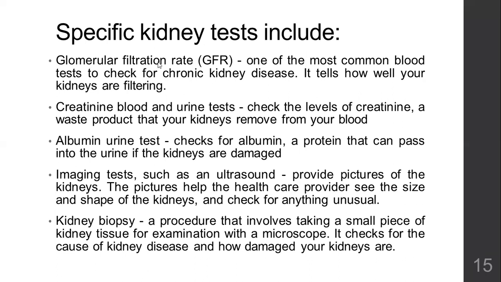So GFR, glomerular filtration rate, this is one test, the most common blood test to check for CKD. It tells how well your kidneys are functioning. What is the rate of your glomerular filtration. Then creatinine blood test to check the levels of creatinine in your blood. If the creatinine levels in your blood are too high, it means the kidneys are not functioning properly. And then albumin urine test, presence of protein in urine. Albumin is protein. Okay, presence of protein in urine. Again, a urine sample is given and all these tests are done by that.